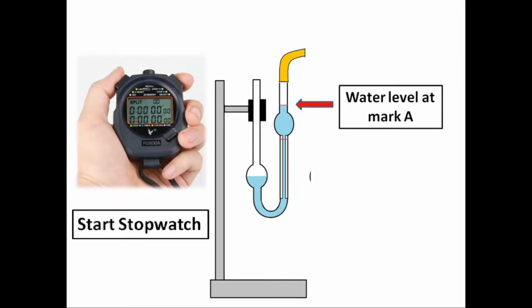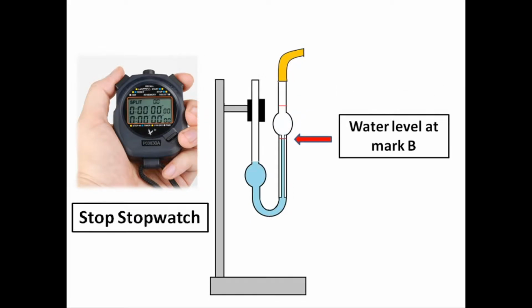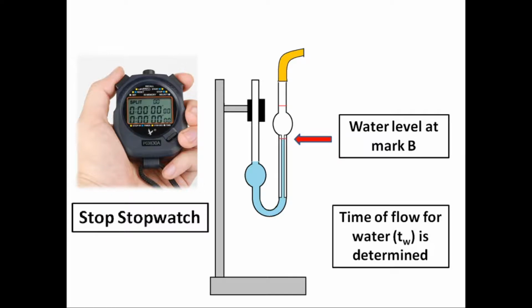When the water level comes down at mark A, then we will start a stopwatch. It will continue to come down, and when the level comes at mark B, then we will stop our stopwatch. So what are we doing? Actually we are measuring the time of flow for water to come from mark A to mark B, and in this way time of flow for water is determined. We can repeat this experiment number of times and can take mean value of the time of flow.